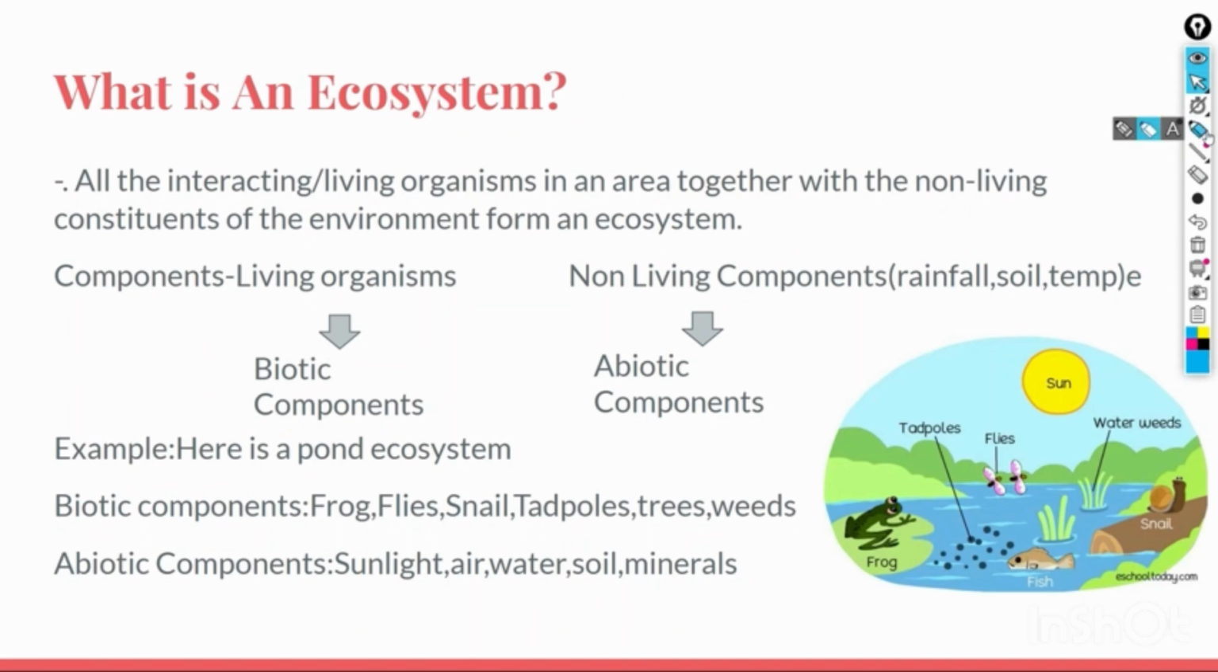In order to understand more, let us have a look at an example. Here in this picture, we have a pond ecosystem. Here you can see various living organisms and various non-living components. I have already listed them out for you. The biotic components, or the living organisms, in this picture are the frog, the tadpoles, the little flies, the snail, the fish in the water, and these water weeds, which are plants. Plants are also living organisms. This grass, all these are living organisms.